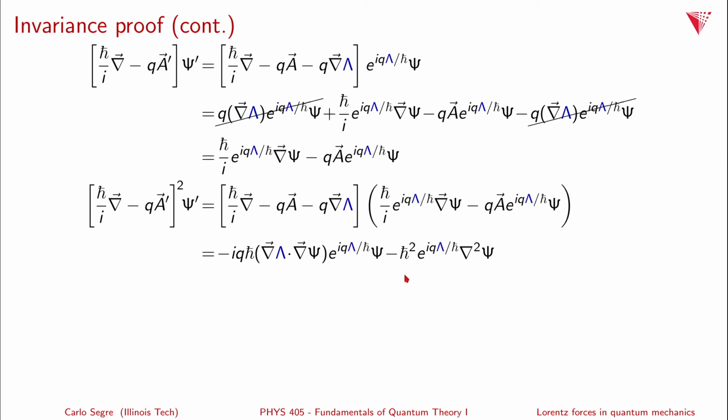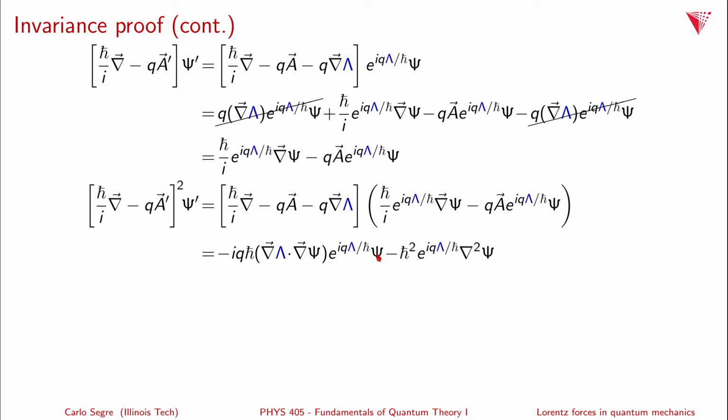two terms. One is when we apply it to the e to the i q lambda over h bar, we're going to get a gradient of lambda dotted into the gradient of psi. And then we get an i q over h bar out from the top. And we get i q grad lambda over h bar psi.